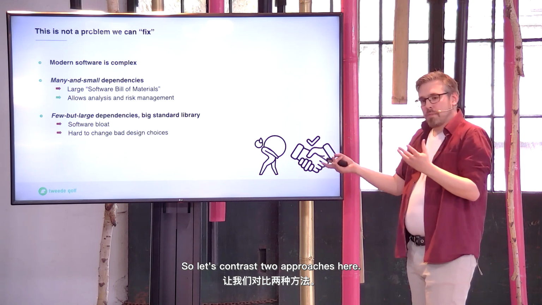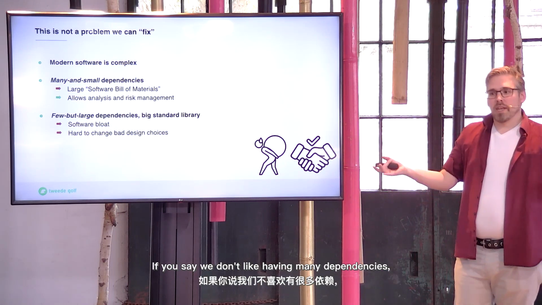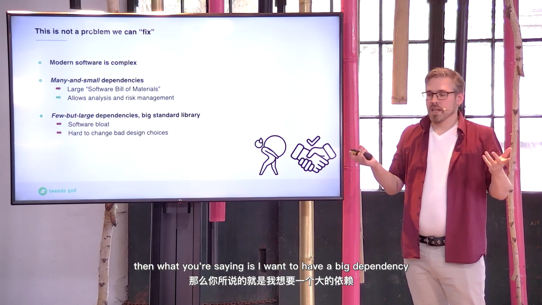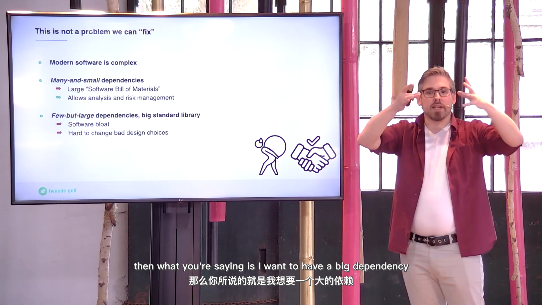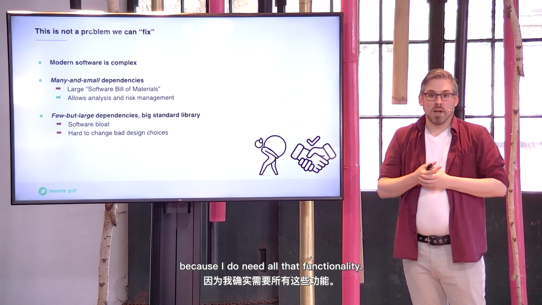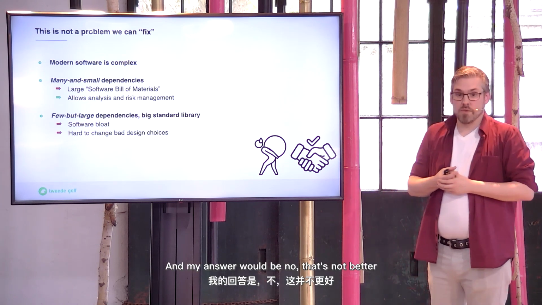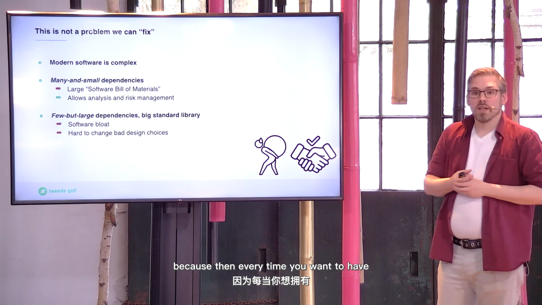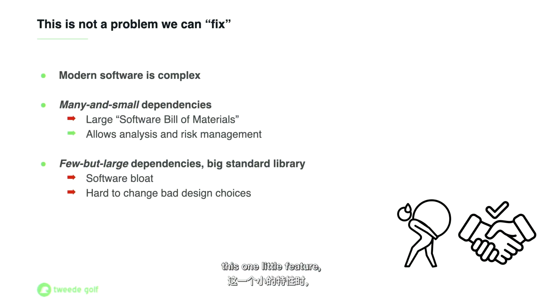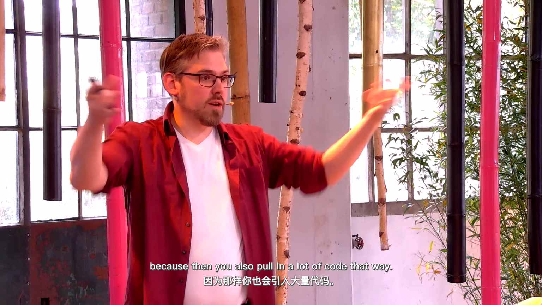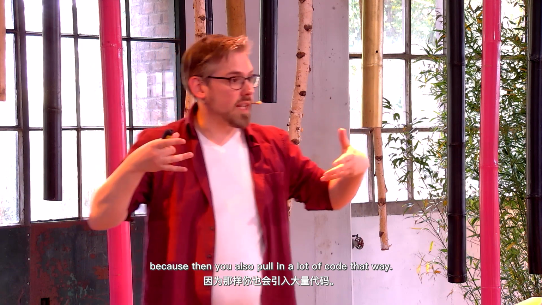So let's contrast two approaches here. If you say we don't like having many dependencies, then what you're saying is I want to have a big dependency, because I do need all that functionality. So is that better? And my answer would be no, that's not better, because then every time you want to have this one little feature, you bolt on this big dependency to your project. And I don't think that's a great idea, because then you also pull in a lot of code that way.